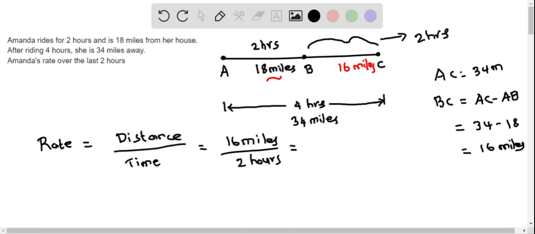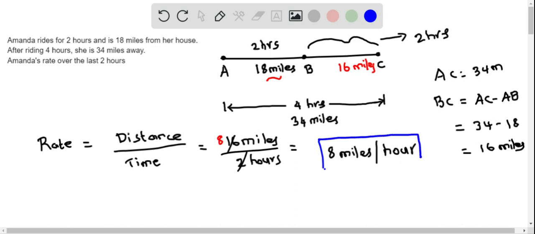So therefore the rate becomes 16 over 2, we can cancel this, and this becomes 8. So it is 8 miles per hour. Therefore Amanda's rate over the last 2 hours is 8 miles per hour, and this is also written as 8 mph.